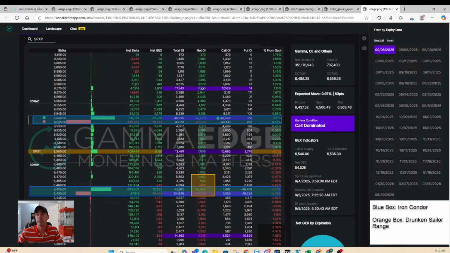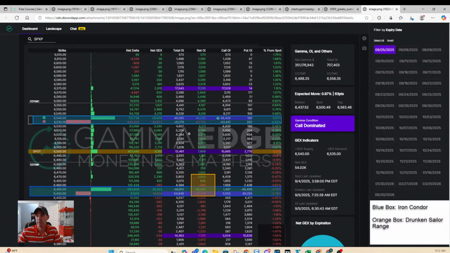Moving on to the SPXP, 0 DTE. So we see the iron condor in place, 65.35, 65.40 to the downside, 64.50, 64.55. Again, that would be the stalling point to the upside. If we're above that, again, moneyness matters. We'll capture this and most likely start price appreciation to the upside, 65.60, 65.75.